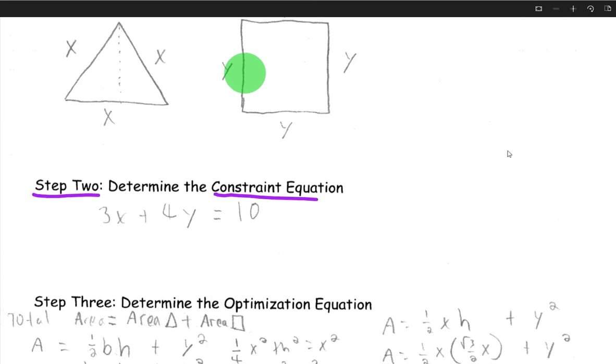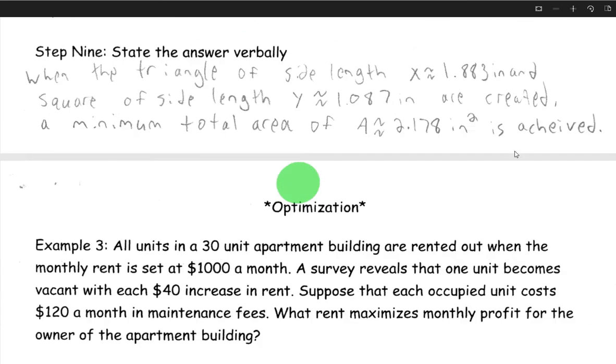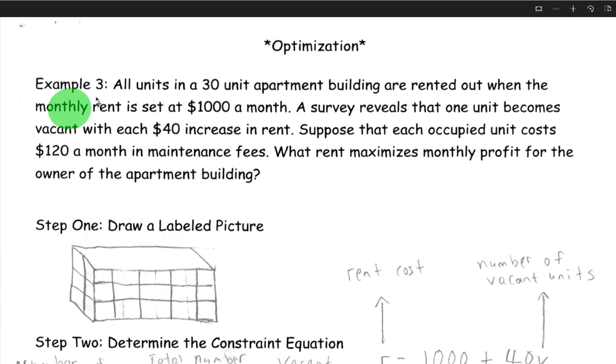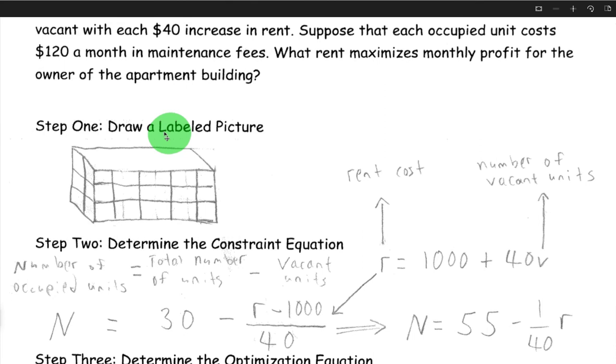Okay, so let's take a look at example 3, step 2 for it. Now I'm going to pause this for a second and basically quiz you. What do you think the constraint equation will involve in this problem? Well, we'll give you one hint. You're trying to maximize monthly profit, so that will not be your constraint equation, it will not be your profit. It will be something else involved in this question. I want to break this down one step at a time, at least my process for figuring out the constraint equation.